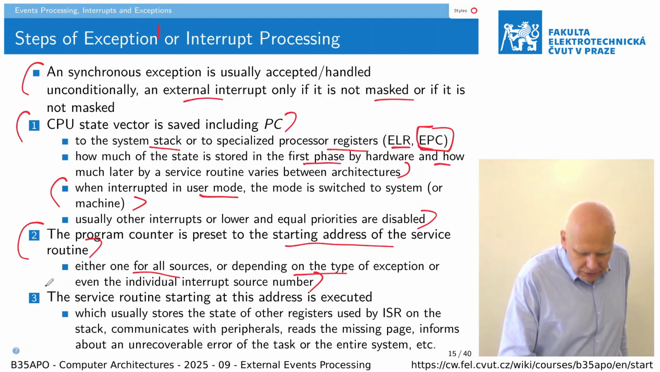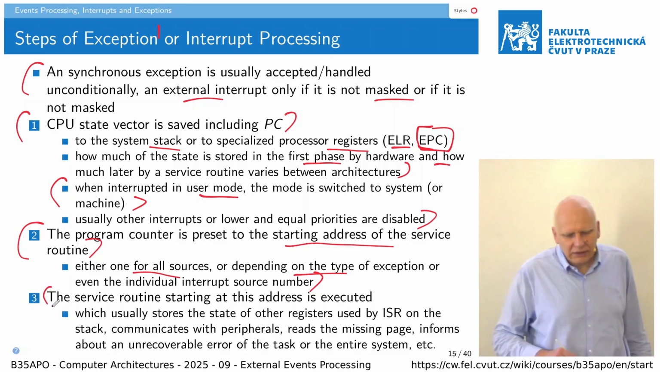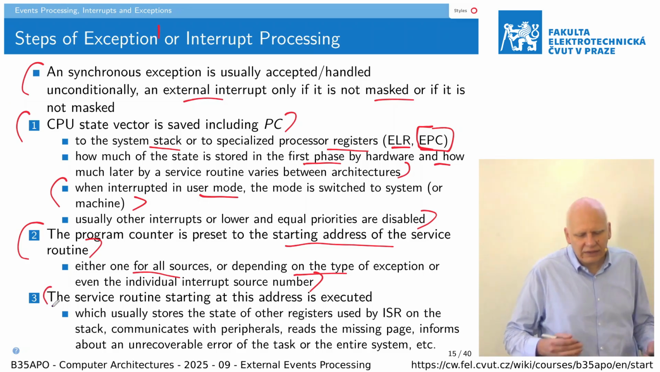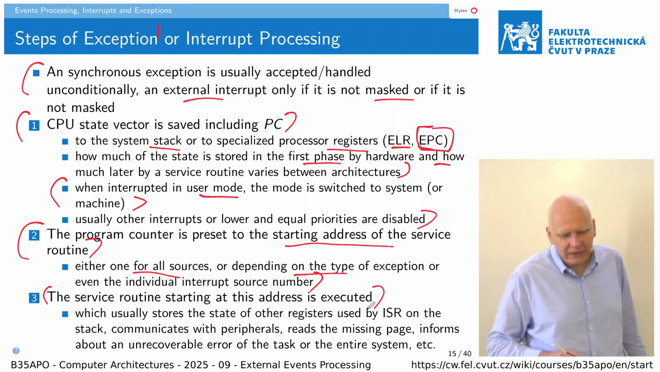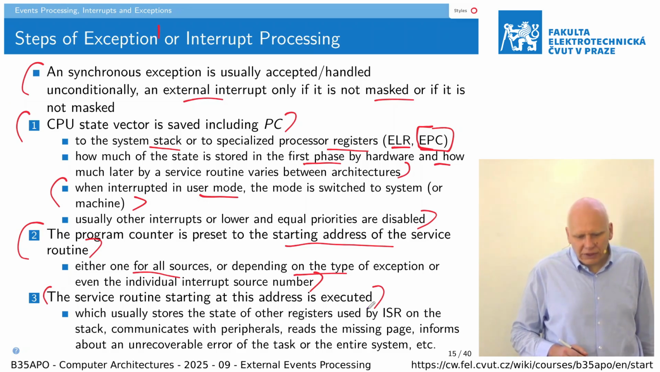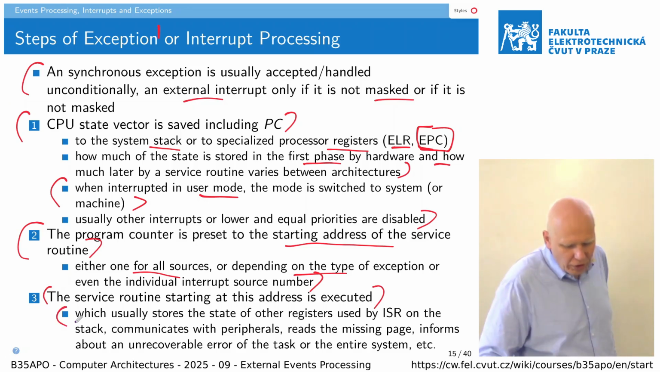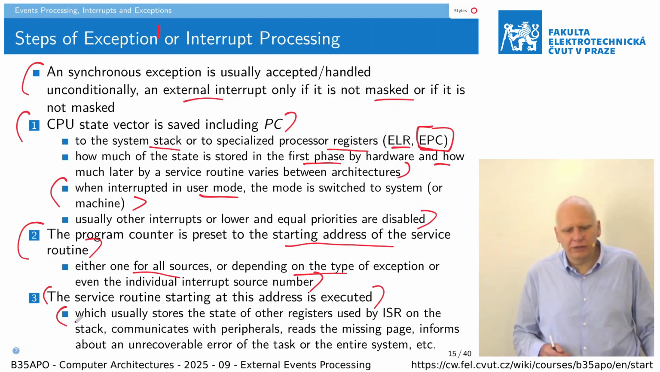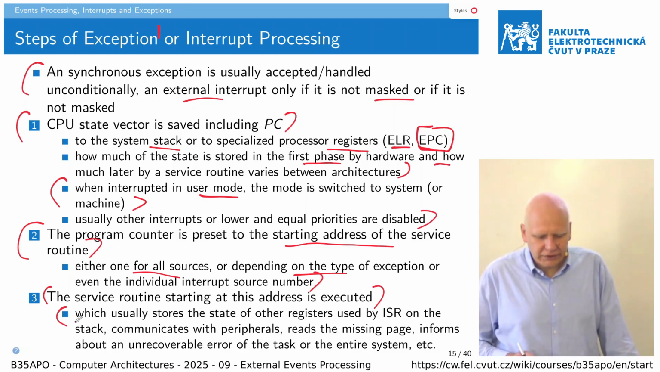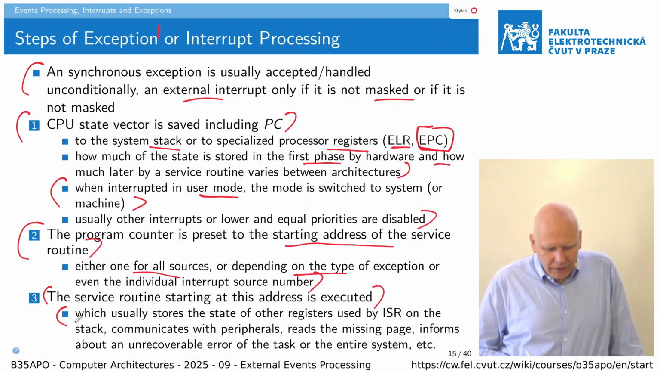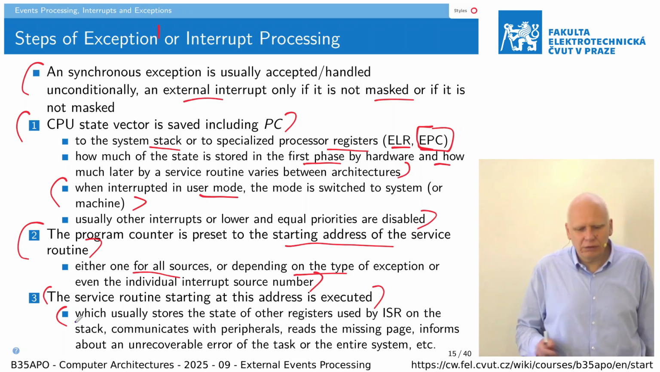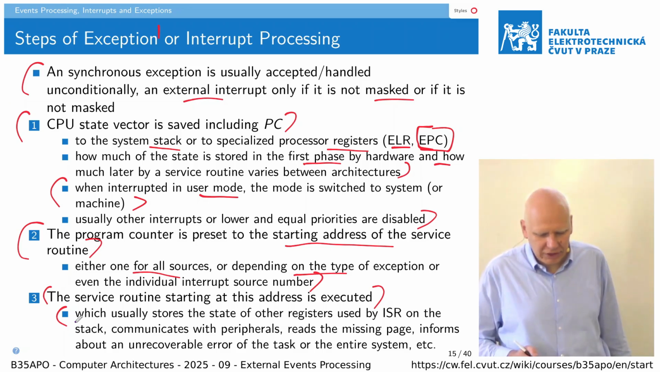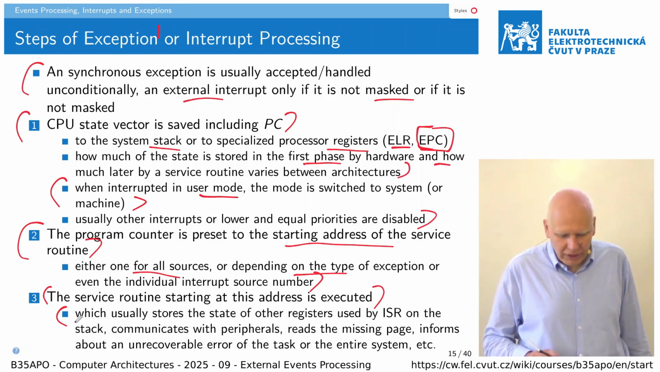The service routine is starting the execution at this address, which has been preset to the program counter. It usually stores some other part of the registers or those values to ensure that we do not override something which may be needed to continue the previously interrupted process or program.